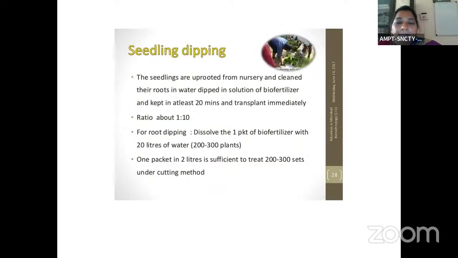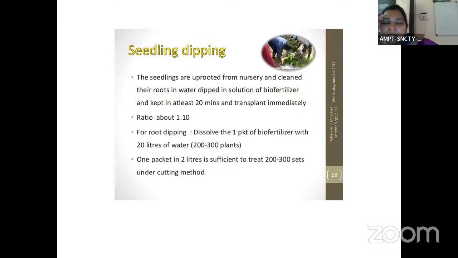Then the seedling dip method, mostly used for rice, chili or tomato crops. The seedlings are uprooted from the nursery, their roots cleaned in water, dipped in the biofertilizer solution and kept for at least 20 minutes, then transplanted immediately in the main field. Add the biofertilizer to water in a 1:10 ratio. For root dipping, dissolve 1 packet of biofertilizer in 20 liters of water for 200 to 300 plants. 1 packet in 2 liters is sufficient to treat 200 to 300 sets under cutting methods.